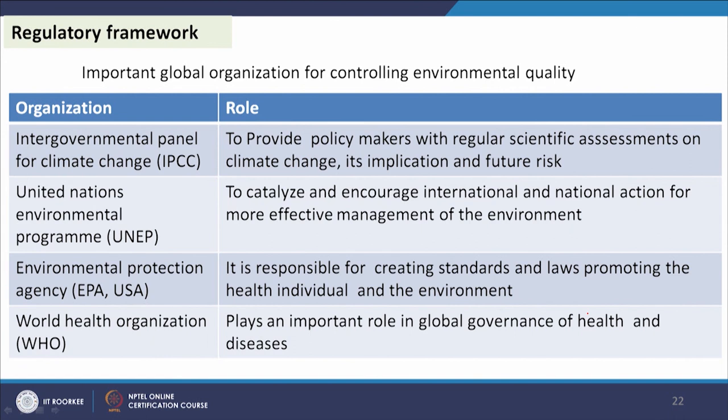Important global organizations for controlling environmental quality are provided here, with their roles. The Intergovernmental Panel on Climate Change, IPCC: its role is to provide policy makers with regular scientific assessments on climate change, its implications and future risks. The United Nations Environment Programme, UNEP: its role is to catalyze and encourage international and national action for more effective management of the environment. Then the Environmental Protection Agency, EPA, USA, is responsible for creating standards and laws, promoting the health of individuals and the environment. The World Health Organization, WHO, plays an important role in global governance of health and diseases.